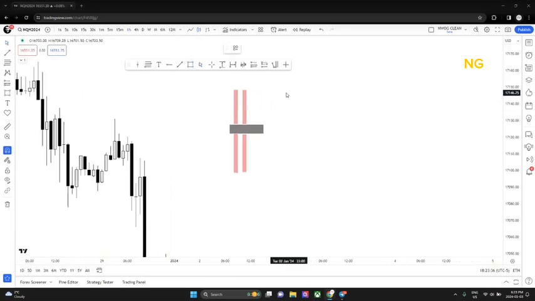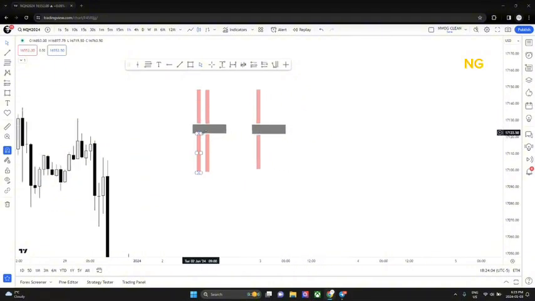So this is what a balanced price range is. You have two fair value gaps overlapping, right? This now is basically a double FVG. This right here is a regular fair value gap. See, just one. This one is two. This is one. So this is a balanced price range. Hold on, let me fix this.